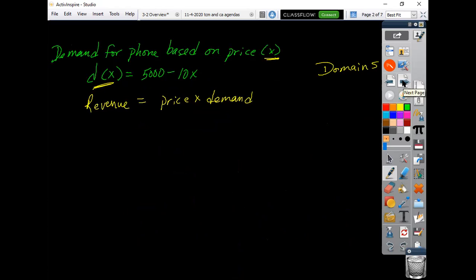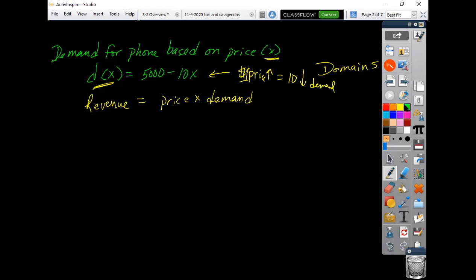Continuing, next one says you have a little bit of a word problem. The demand for a phone is based on the price. So the demand, where the price is x. If x is a price, the more x goes up, the demand goes down. So if you think about this, for every $1 more x goes up, we're losing 10 more. Said another way, for every dollar increase, demand decreases by 10. Dollar price, $1 price increase equals 10 fewer in demand.